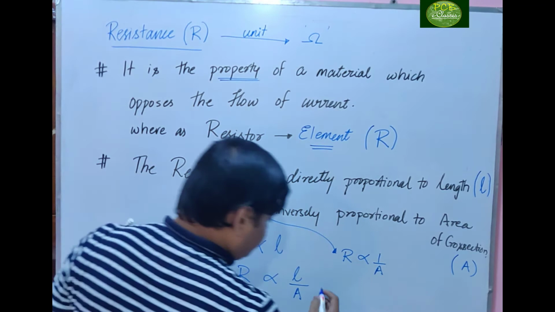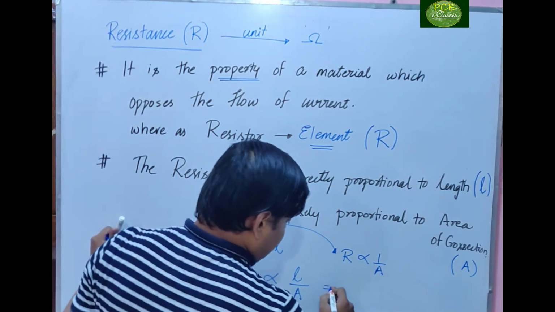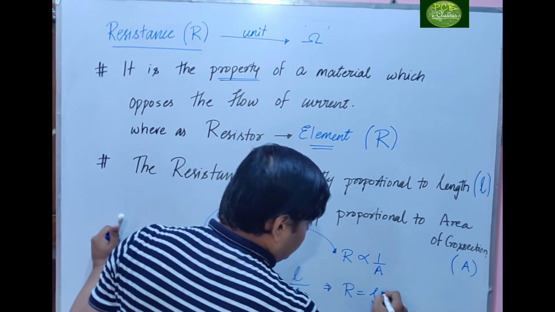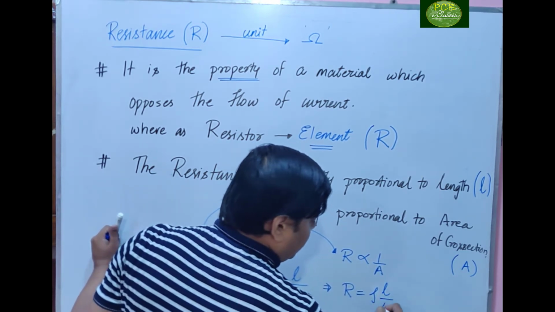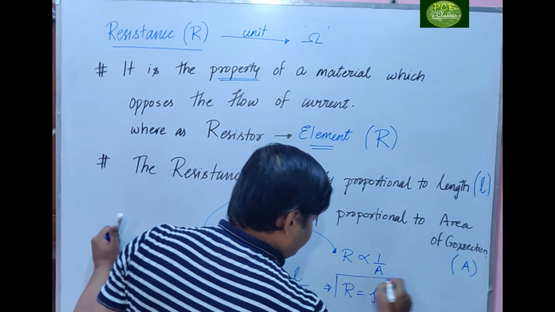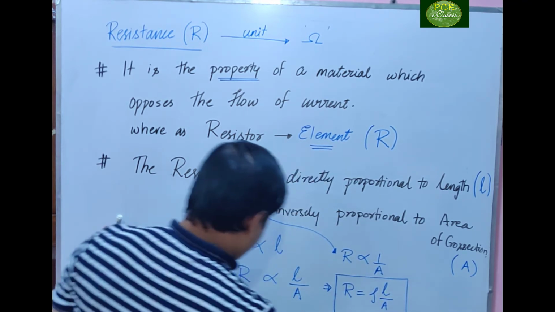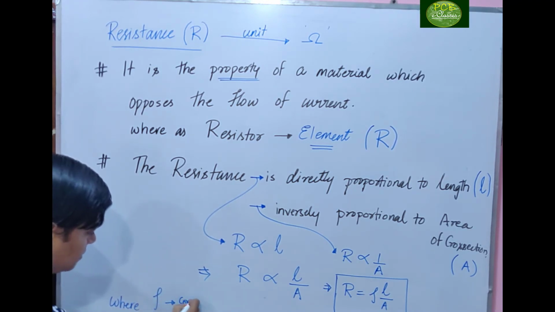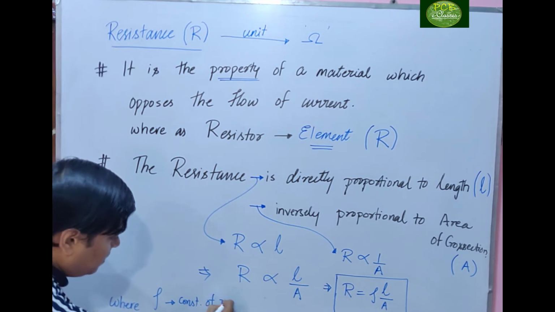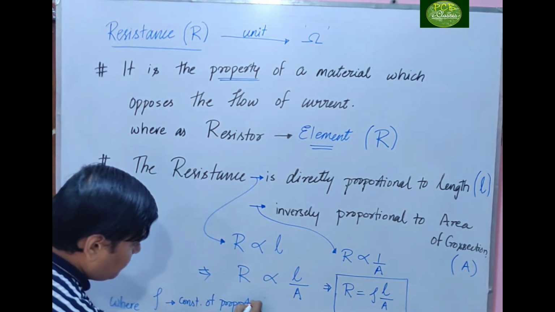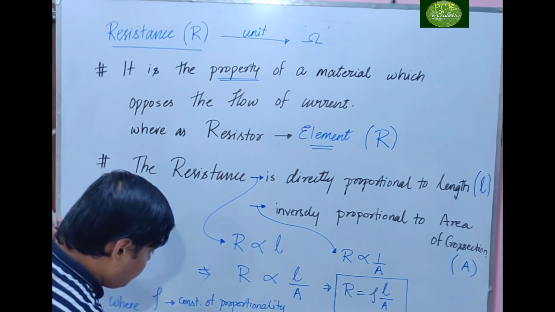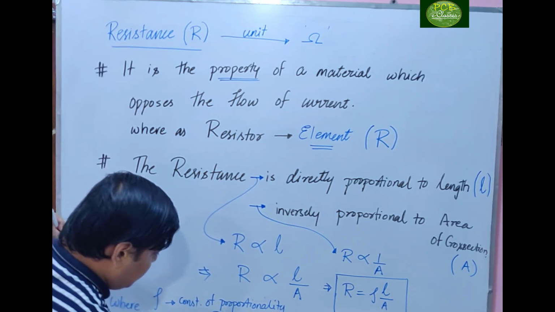So this can be written mathematically as R equals rho L by A, where rho is the constant of proportionality or resistivity.